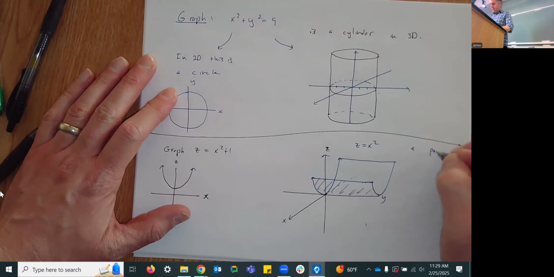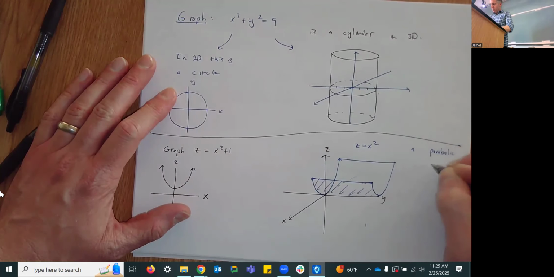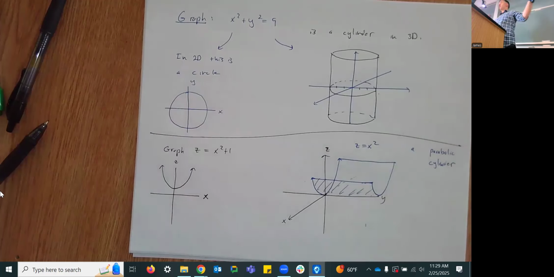It's kind of a weird naming convention, but when you have a curve in 2 dimensions and you extend it in the 3rd dimension, we usually call it the name of that curve cylinder, which is kind of weird, but it is weird. So if it was an ellipse and you pulled it out, it would be an elliptical cylinder. Or if it was a hyperbola and you pulled it out, it would be a hyperbolic cylinder. There's not a lot of other 2-dimensional shapes we really talk about, so that's what you get.